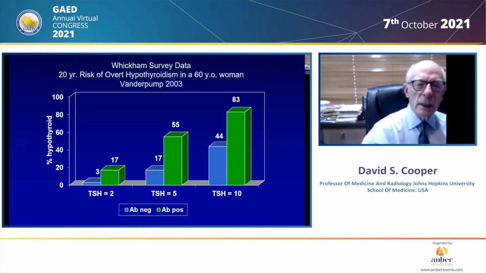So in this study, looking at the progression to overt hypothyroidism, having positive anti-TPO antibodies was a powerful predictor of development of overt hypothyroidism over years. And it also depended on whether the baseline TSH was 5 or 10. And you can see here that in antibody-negative people, most did not progress to overt hypothyroidism over a 20-year period. But if the TSH was higher or antibodies were higher, then there was a very high rate of progression.